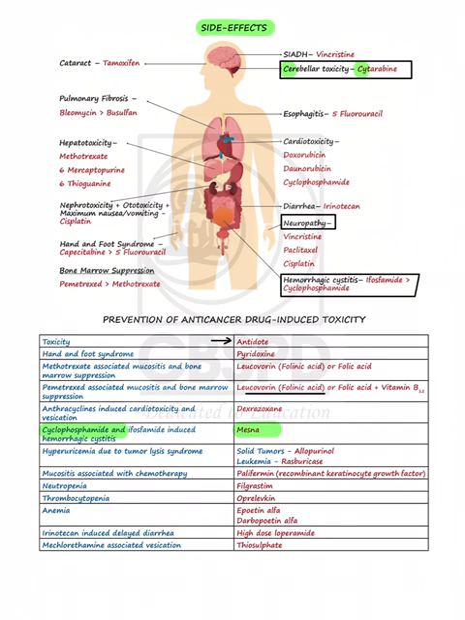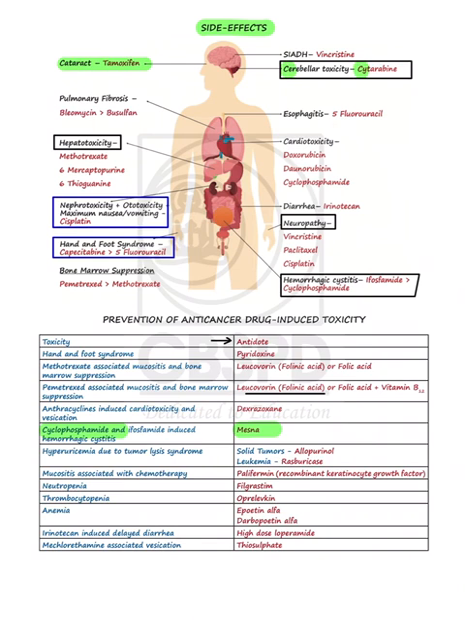This is the page that is taken from the source book. Then just see guys, cataract tamoxifen already done, pulmonary fibrosis, busulfan, bleomycin already done. Hepatotoxic guys, we have methotrexate, 6-mercaptopurine, 6-thioguanine already done. Nephrotoxic, ototoxic and maximum emetogenic is cisplatin, already done. Hand-foot syndrome, both prodrugs, capecitabine and 5-fluorouracil.